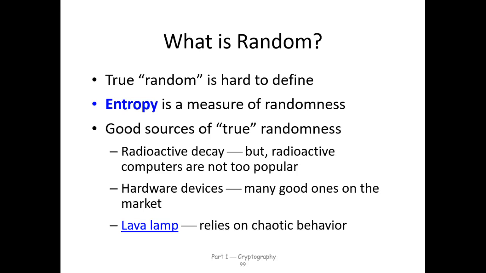So let us define what exactly random is. True random is hard to define. Entropy is a measure of randomness. So entropy is a factor which is actually a measure of randomness generation. Good sources of true randomness: radioactive decay, but radioactive computers are not too popular. Hardware devices, many good ones on the market. A lava lamp relies on chaotic behavior. So these are some of the sources of randomness.